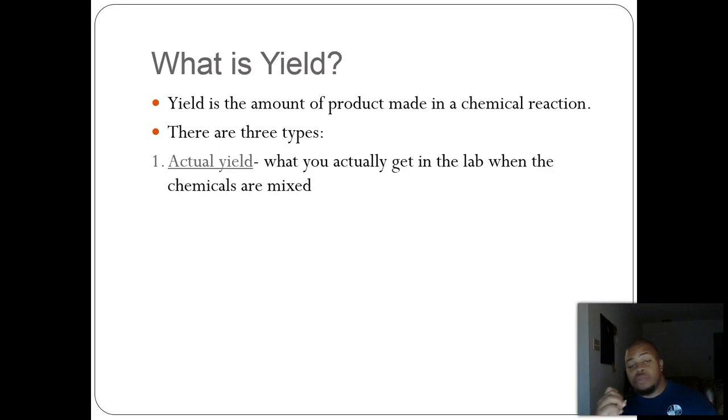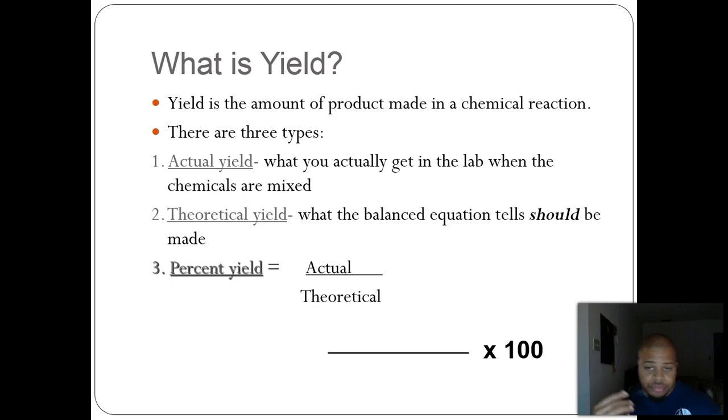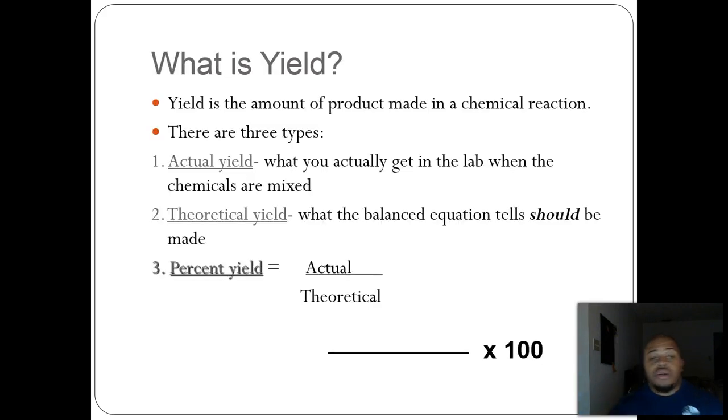Actual yield, what you actually get in the lab when the chemicals are mixed. Theoretical yield, which is what the balanced equation tells you should be made, and percent yield, which is going to be actual over theoretical times 100. Now, the theoretical yield is what we've actually been calculating this whole time. So when we did our stoichiometry and we said that this one was our limiting reactant and we got our values out, that was actually our theoretical yield. The actual yield is going to the lab and we actually put this into practice.